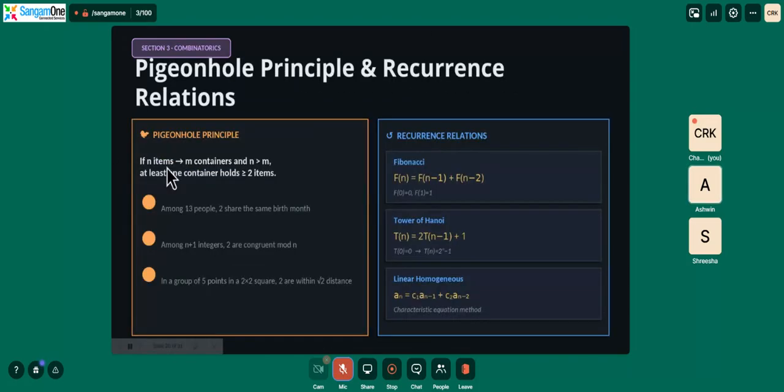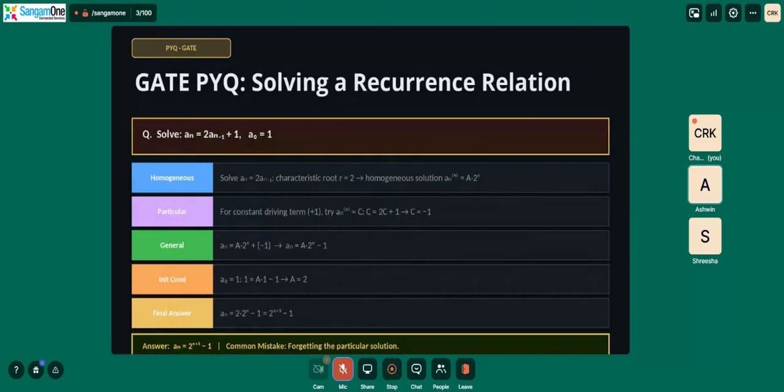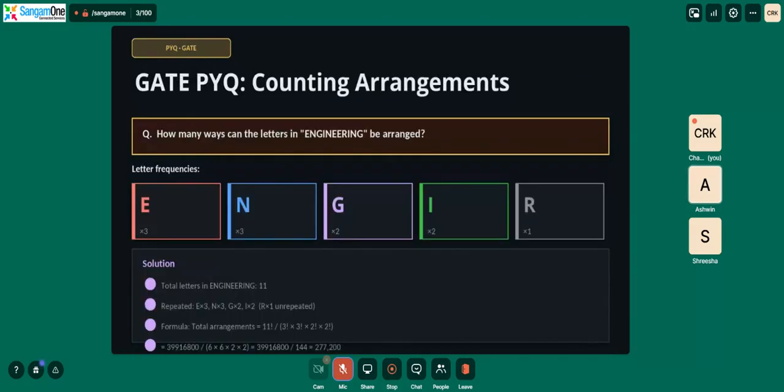Mainly pigeonhole principles and recurrence relations also. You should solve these problems also. Mainly when I share the PYQs, you should solve that. You should be able to remember each concept and practice it daily, with small consistency.